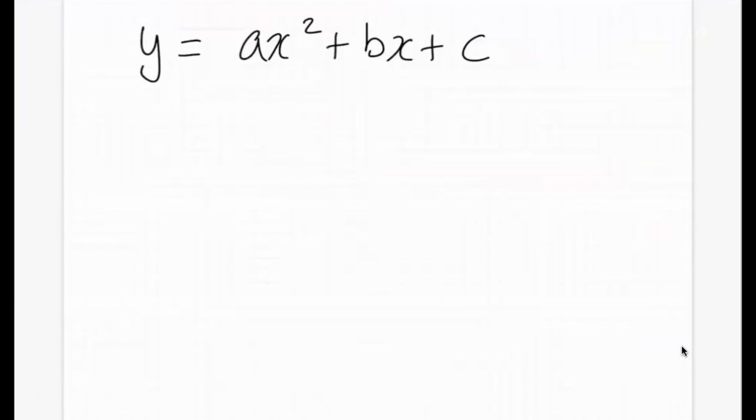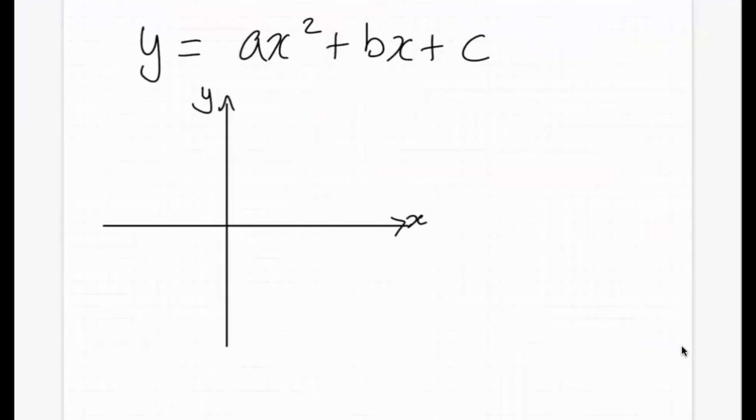Now you might be wondering what this graph actually looks like, and the answer is it looks something like this, where we have the x and y axes here, and then we have the graph that would look something like this. This is just an example. Now this shape is a U shape, obviously, and it's called a parabola. So that is the shape of this ax squared plus bx plus c graph.